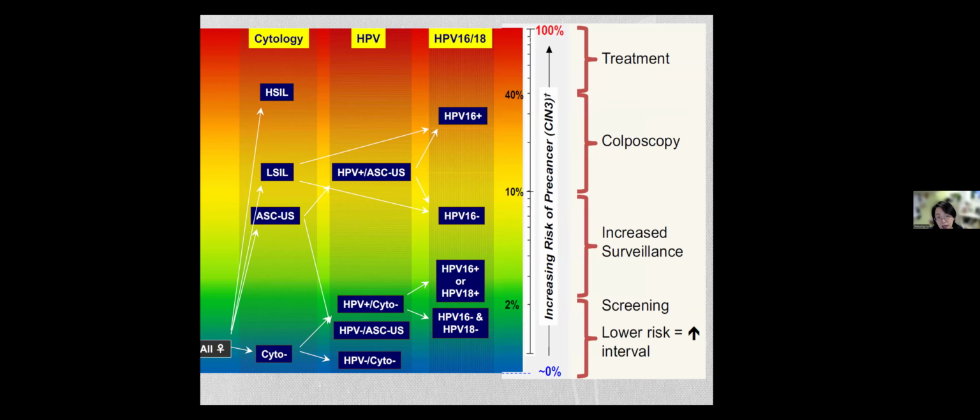So this is again the chart. You can see about 40% risk for CIN3, then you send the patient for either LEEP or biopsy to further confirm, whatever the institutional variation is.